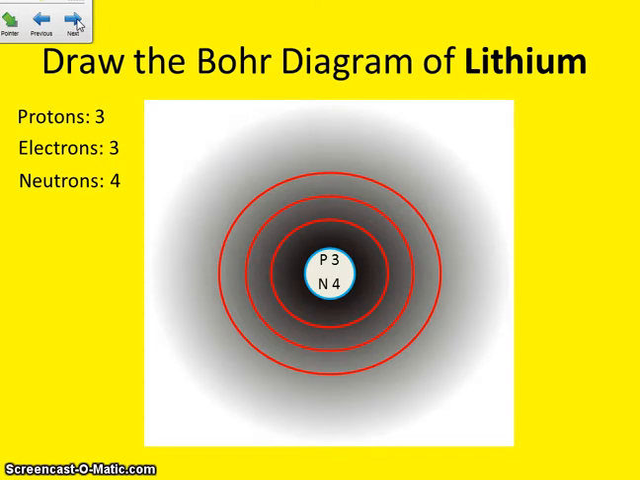Now remember, we're going to fill from the inside out. So we start, here comes 1, 2 electrons. And electrons are usually signified with a lowercase e. All right, now that first ring can only hold 2 electrons. So we got to spill over into our second ring, and there it is. All right, so now we have 3 protons in the nucleus, 4 neutrons in the nucleus, and 3 electrons, which we filled from the inside ring out. And this is what the Bohr diagram of lithium would look like. Let's try another one.